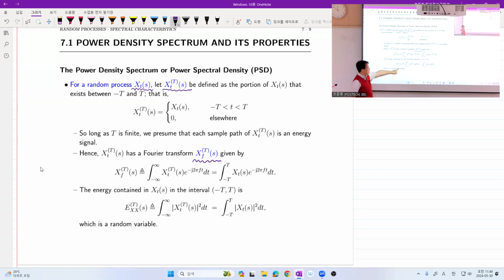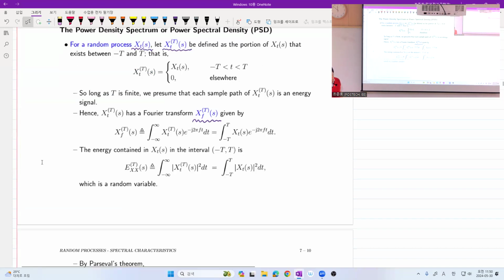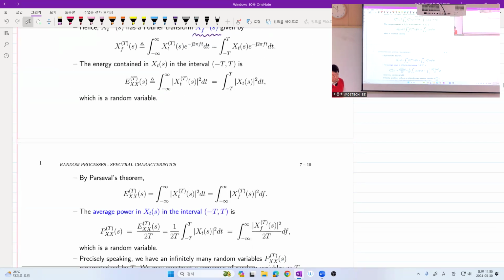Using Parseval's relation, we have what? This is the time domain computation of the energy using the truncated signal. Or we may drop this one and limit the integration interval like this. And we may have some frequency domain representation, right? Be careful.